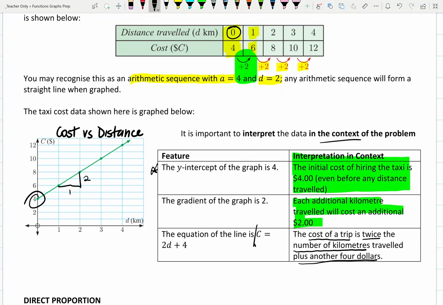So you need to be able to interpret these sorts of questions in the context, because you will only ever be asked to interpret them in the context. I don't want to know what the equation of the line is. I want to know what does the equation of the line mean in this context. It's an important distinction.